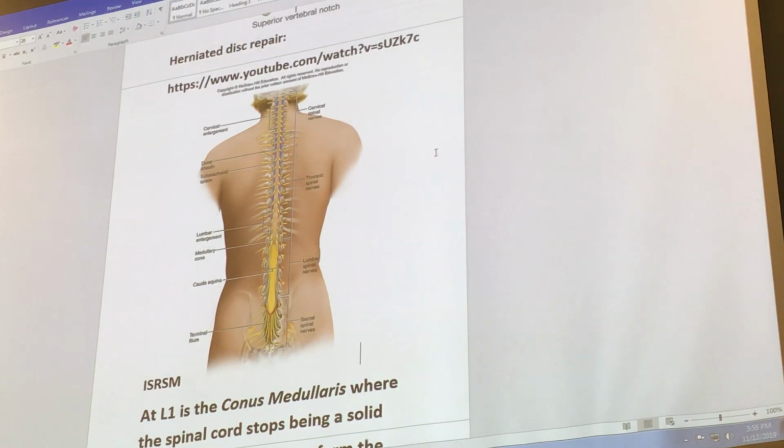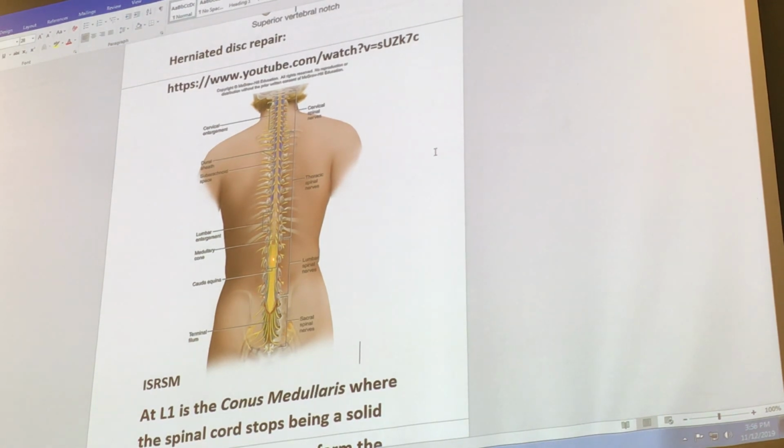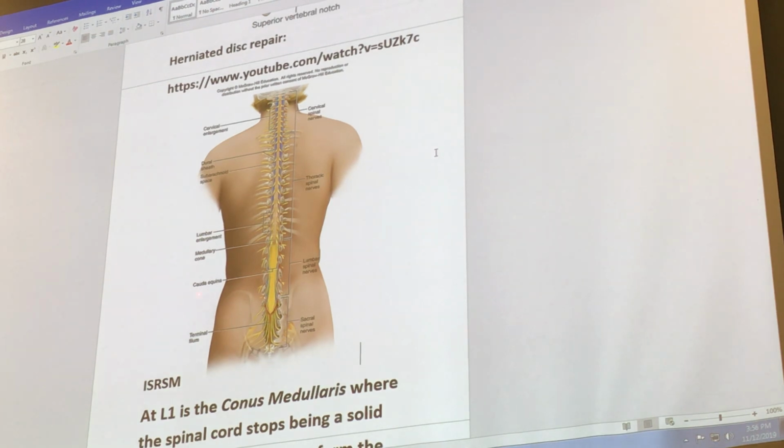From that point on, it is not a solid cord anymore. And you've got all these spinal nerves here still coming out. You can see they're still coming out here. But this whole group of individual spinal nerves is called the cauda equina, which means what?